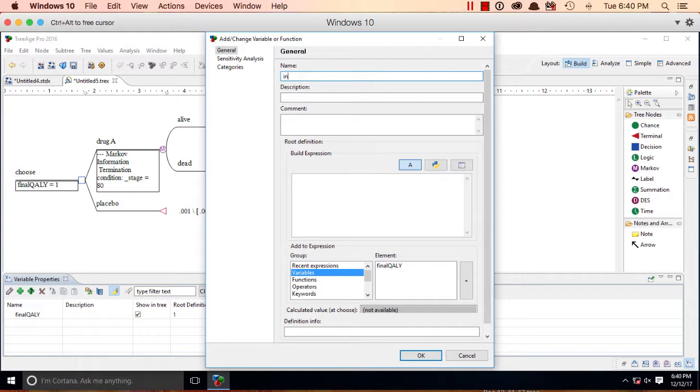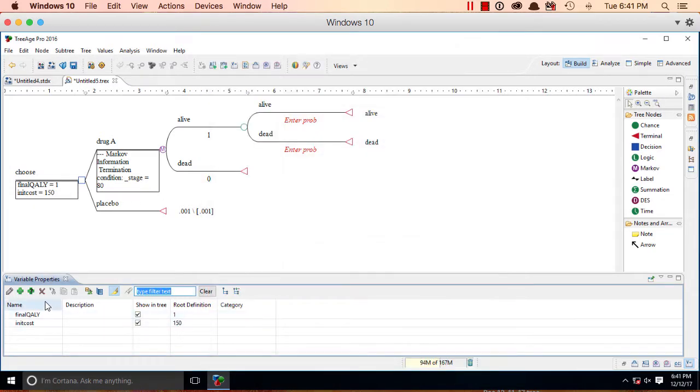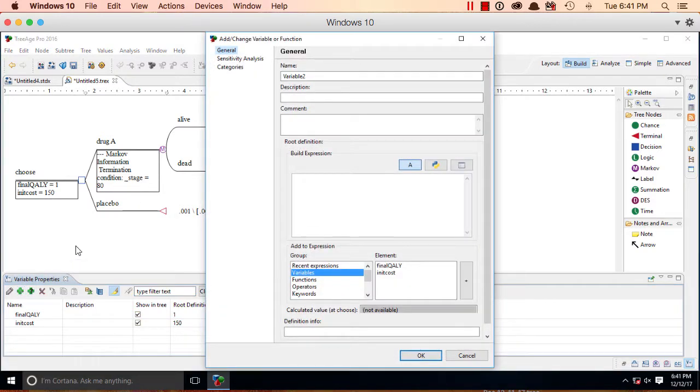I'm just entering all the variables here, so we're going to need to say the initial cost of drug A, and then we're going to say the final quality or quality adjusted life year associated with drug A. So let's set the final quality to 1 quality adjusted life year and the initial cost to $150. Now I want to make the probability that they're alive. So last time in the sealant example, with the tooth model, we defined what the probability alive is as a fixed number, as a value.